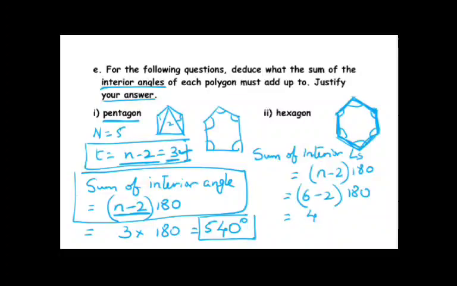6 minus 2, 4 into 180. 4 zeros are 0, 4 8s are 32, 4 1s are 4, 5, 6, 7. For a hexagon, the sum of interior angles is 720 degrees.